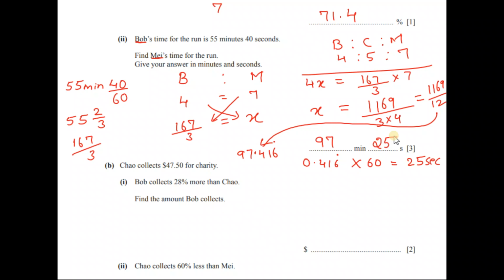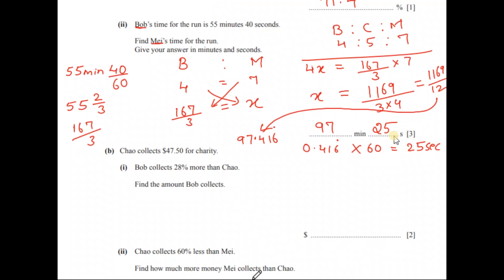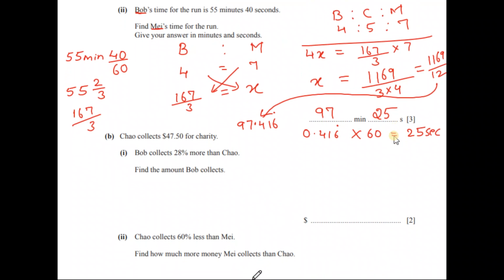Definitely we knew it in the beginning itself that me is going to take more time, because we can see over here that the ratio of me is greater than Bob's time. It was a tricky question, but if you go step by step, you can easily solve it. Now, move on to the next question, which is about Chow's.